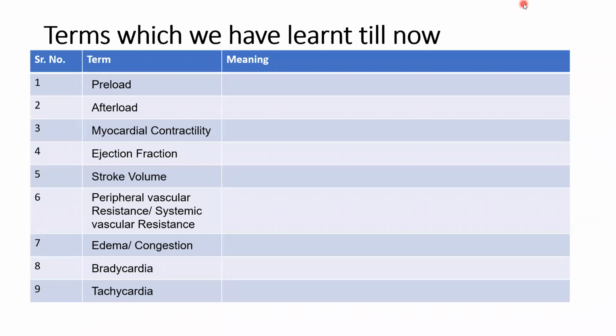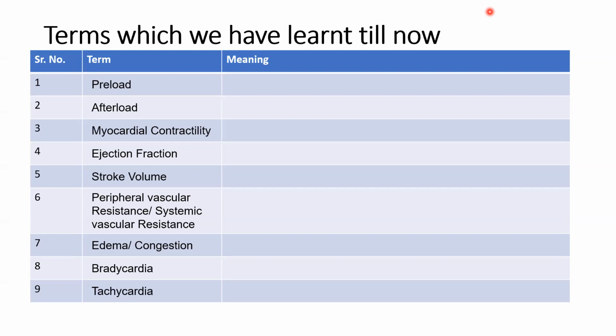Hello students, in our previous video, we learned many terms regarding congestive heart failure. So which are those terms? Let me summarize. Preload, wherein your ventricle, basically the left ventricle, is loaded with some amount of blood at the end of diastole. Then there is afterload, which is dependent upon the peripheral vascular resistance. Then myocardial contractility, which is a deciding parameter on your heart's force of contraction.